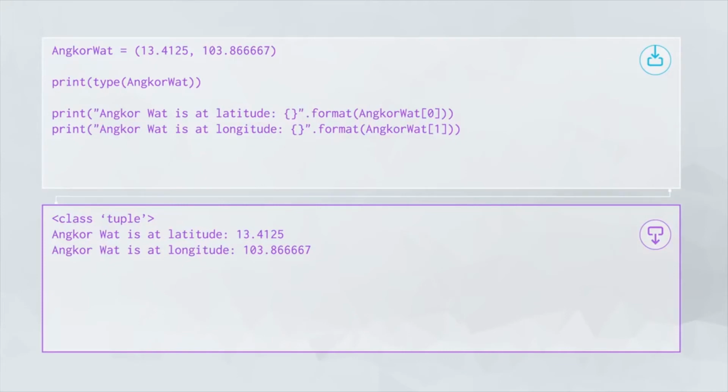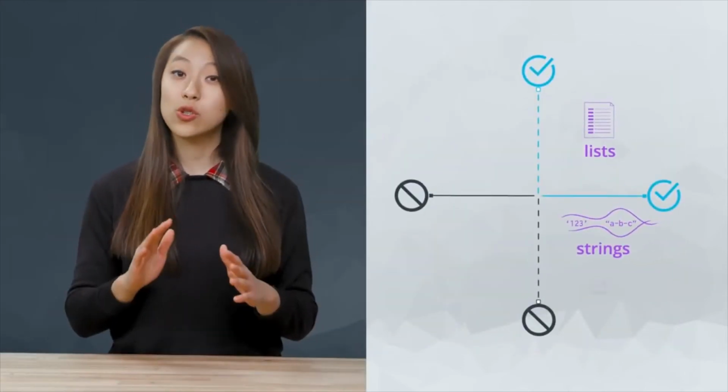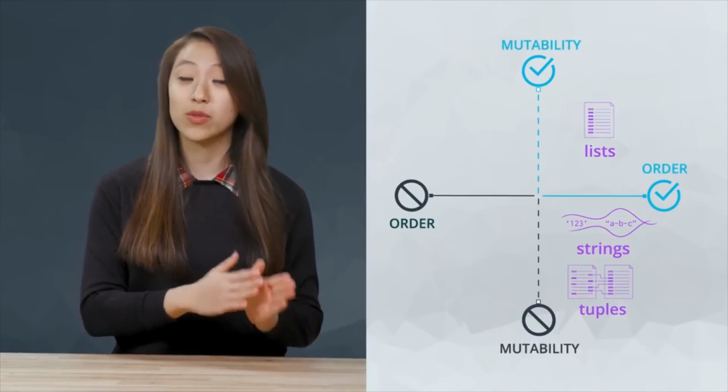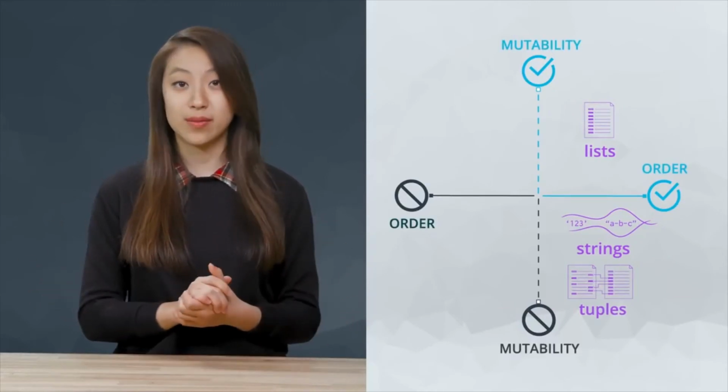Tuples are similar to lists in that they store an ordered collection of objects which can be accessed by their indices. For example, location 0 and location 1. Unlike lists, however, tuples are immutable. You cannot add or remove items from tuples or sort them in place.